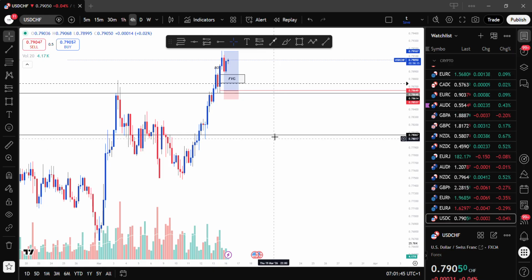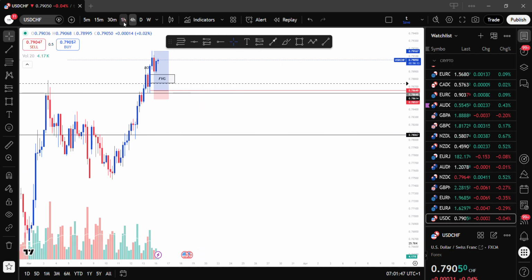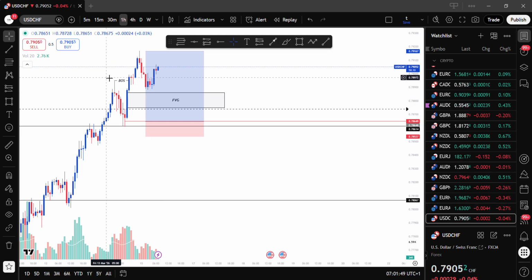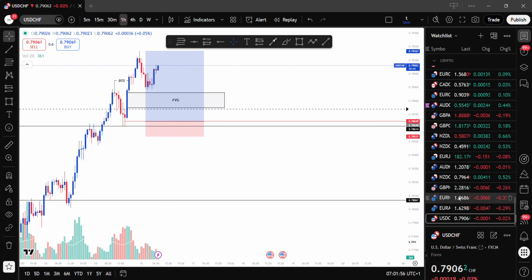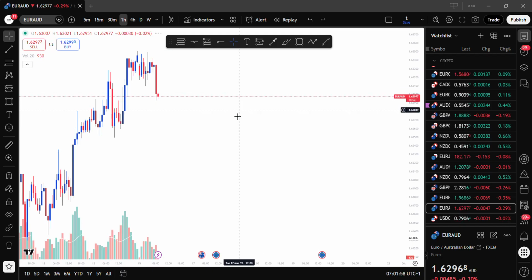Go down to 4 hours. Market has been buying the whole time. So if you go to 1 hour, you see there's a break of structure happening here. This FVG. So if market reverses a bit to this bottom to fill this up, you're going to have a long from this point. Now on the Euro AUD, I'll keep you guys posted in the group for that.